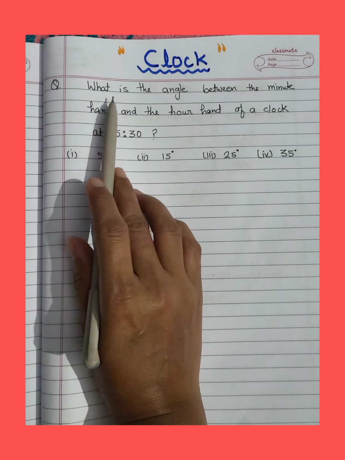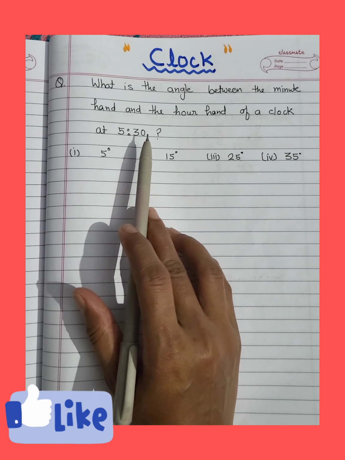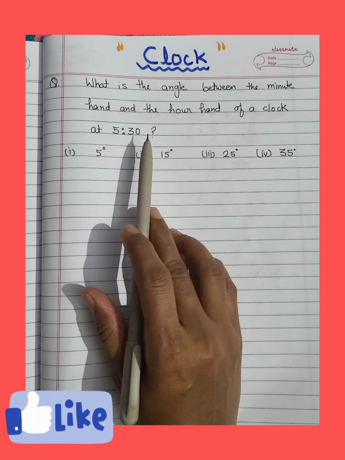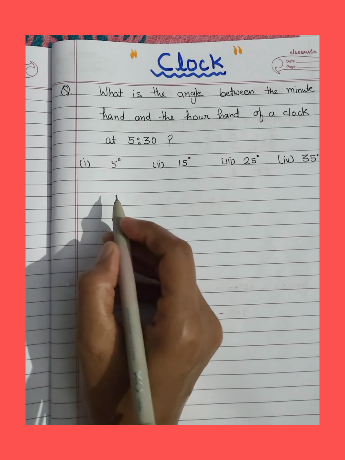Now the question is, what is the angle between the minute hand and hour hand of a clock at 5:30? Okay, so what is the angle between the two hands of the clock? Now options are these. There is a small trick for this.